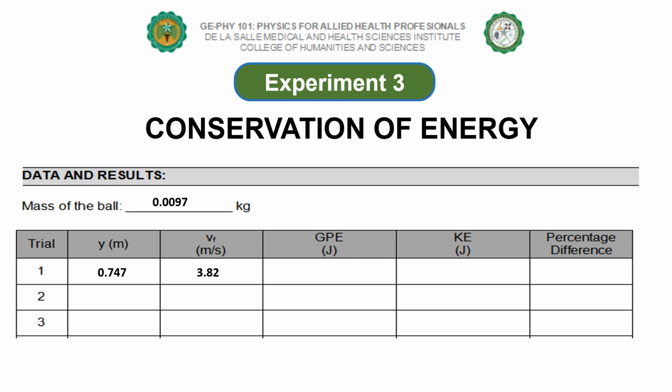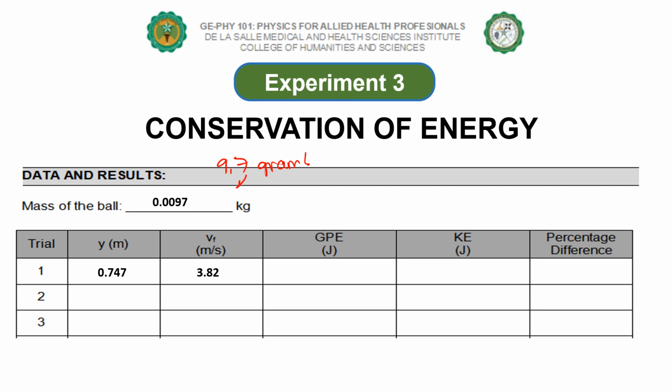After measuring the mass of the ball using a top loading balance, the value is 9.7 grams, or 0.0097 kilograms. We need to convert this to kilograms. The readings are: the position is 0.747 and the velocity is 3.82. Now let's compute the gravitational potential energy, based on the position. Again, the formula is mgy. So this is 0.0097, the mass, multiplied by 9.8, which is the acceleration due to gravity, and then multiplied by the height, 0.747.